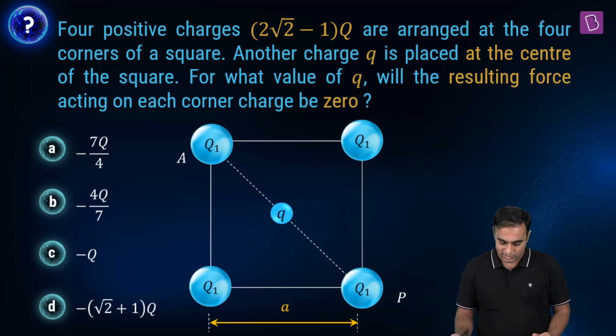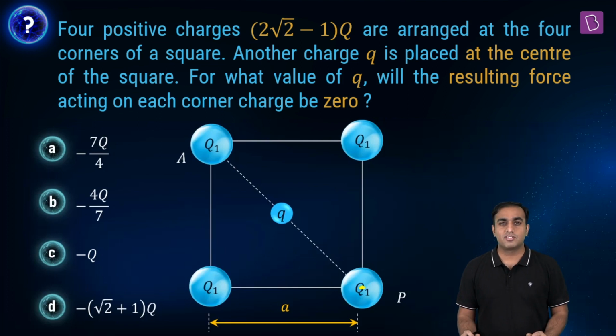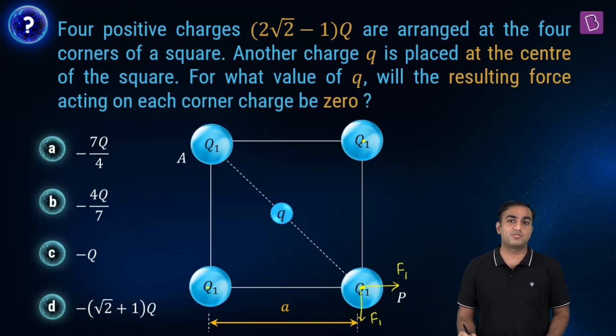In that case, if, for example, we consider Q1 here to be in equilibrium, then the net force acting on that charge has to be 0. In which direction? In any direction in the plane. Because of this charge, there is a repulsive force in this direction. Let's call it F1. Because of this charge, there is a repulsive force in this direction. Even this will be F1 in magnitude. Why? Look at the Coulomb's law.